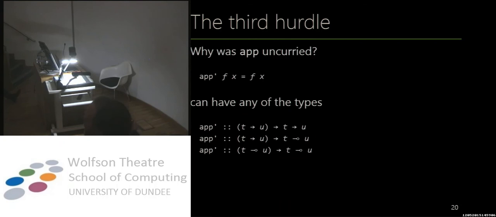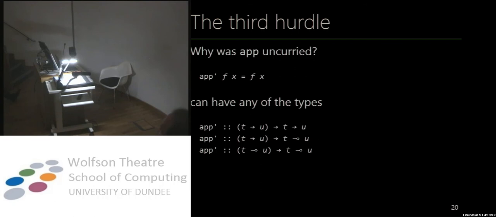Well, the answer is if I uncurry it, then there's even more options, right? So here's the uncurried version of app. And so now we have these three options. We can either take an unlimited function to an unlimited function, a limited function to a limited function, or we have the sort of additional option of taking an unlimited function to a linear function, right? If it's safe for me to copy it, it's perfectly safe for me to not copy it as well, right?